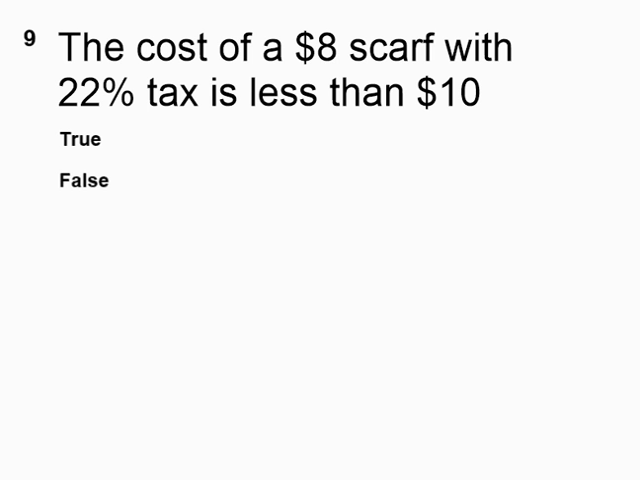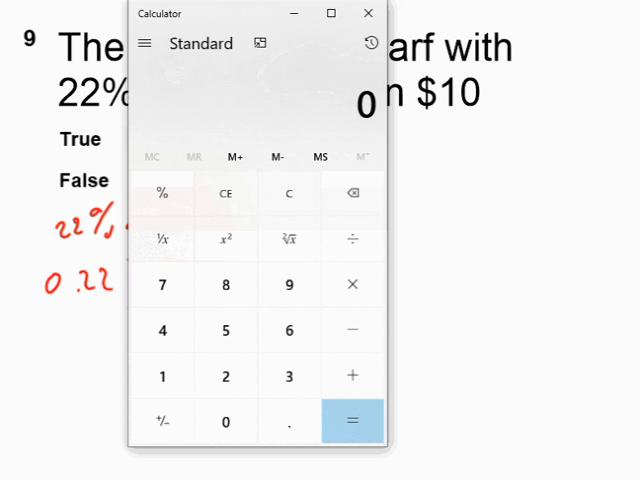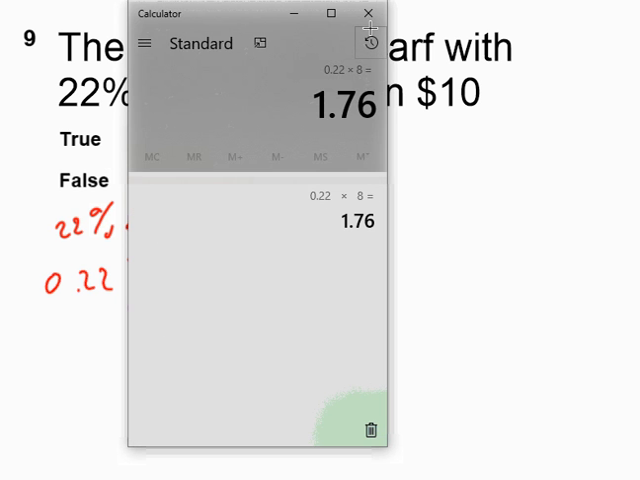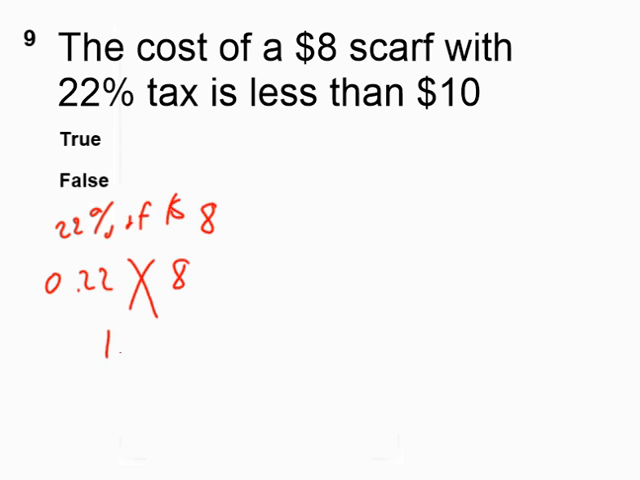Question 9, 22% tax. Okay, so if I have $8 and I want to say what is 22% of 8, grab my calculator. The tax is going to be $1.76. Oops, $1.76. And therefore $8 plus $1.76 is $9.76, and therefore it is true. It's going to be less.